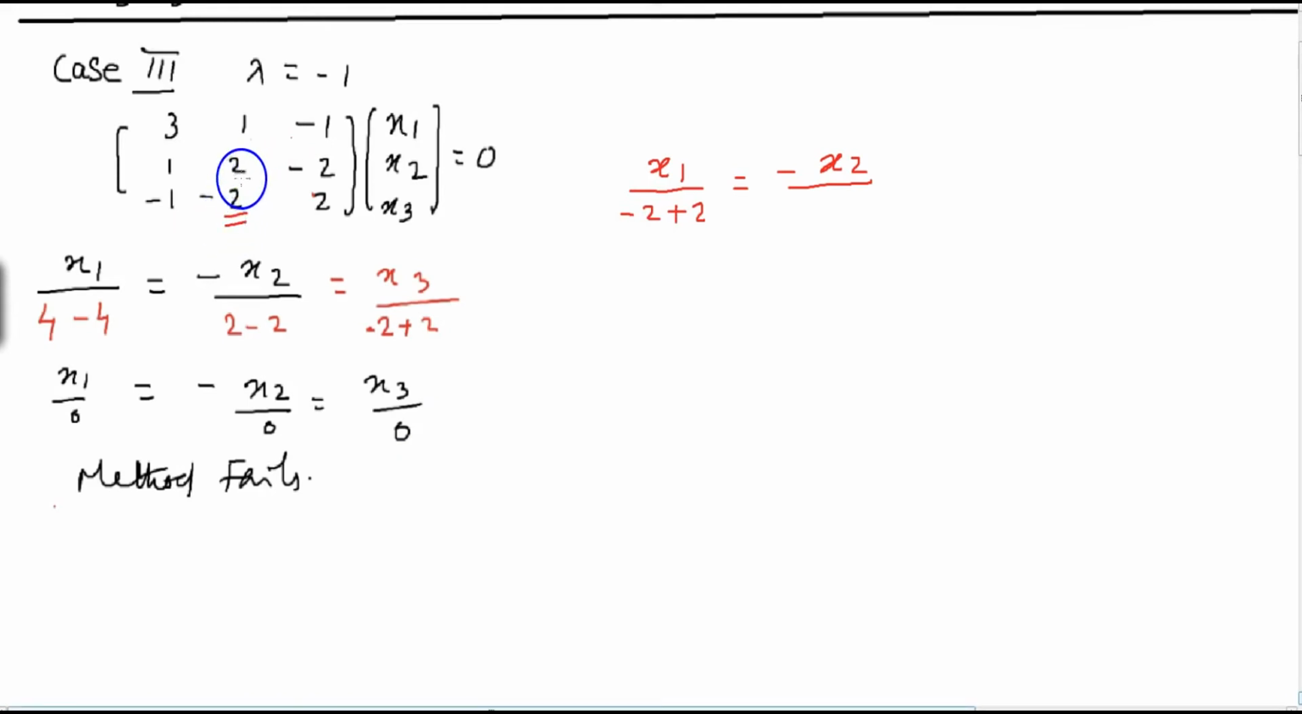Here the minor of A32 is 3 minus 1, 1 minus 2, and after cross multiplying we get minus 6 plus 1 and equal to x3 by minor of A33.